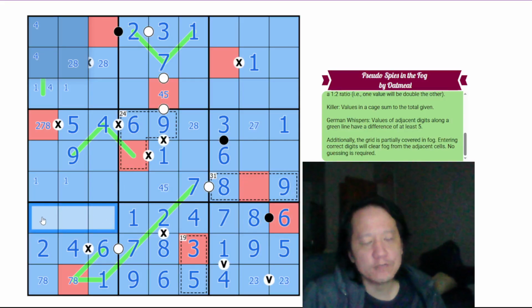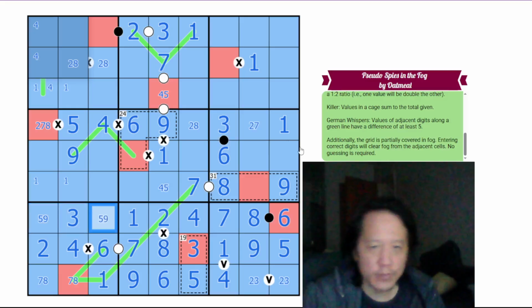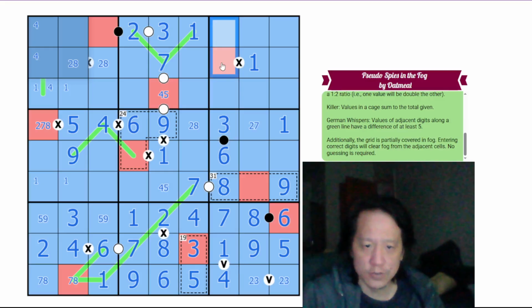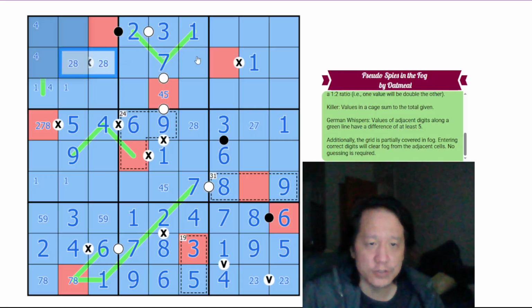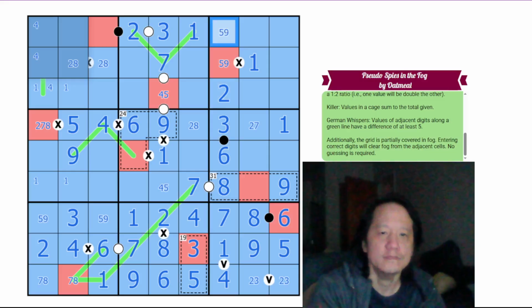Remaining digits in row 7. 3, 5, and 9. This can't be 5 or 9 because of 5 or 9 in the column, so this is 3, which leaves these as 5 and 9. Remaining digits in column 7. We have 2, 5, and 9. These can't be 2 because of 2 in the row here and the 2, 8 pair in the row here. So this must be 2, which leaves this as a 5, 9 pair here.